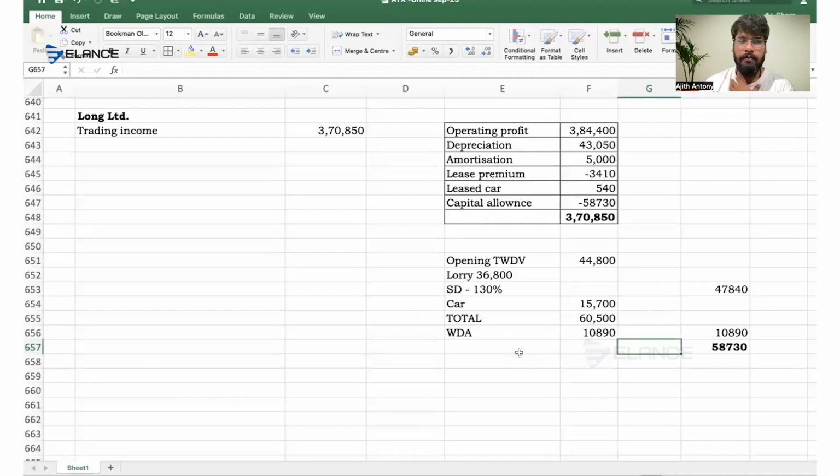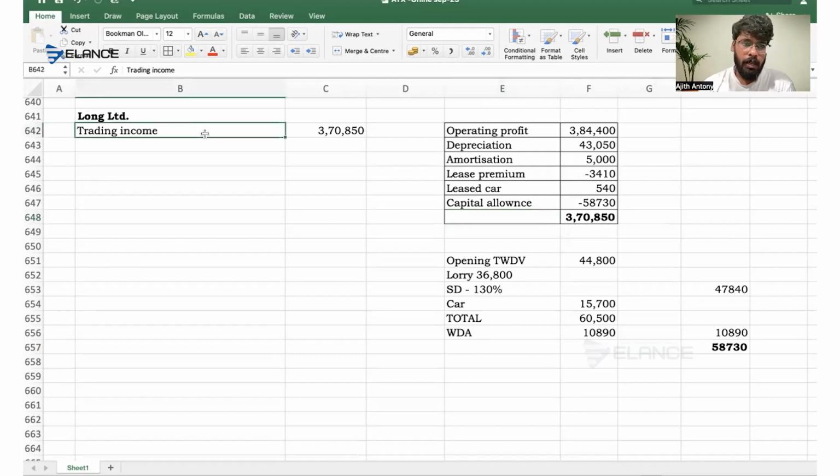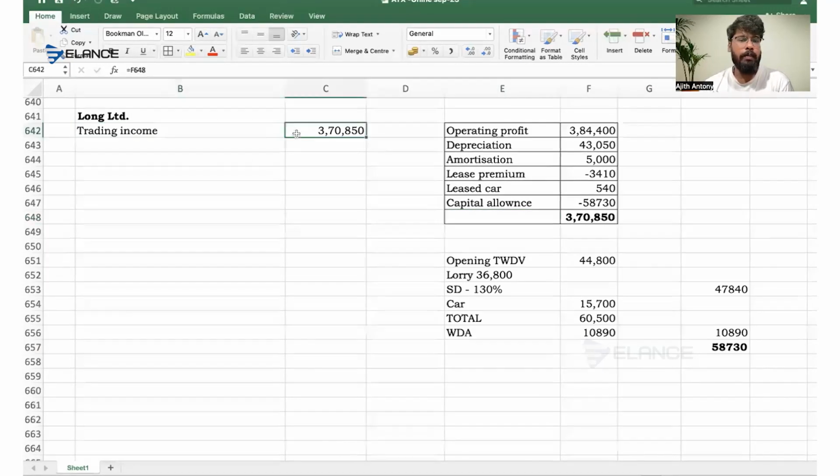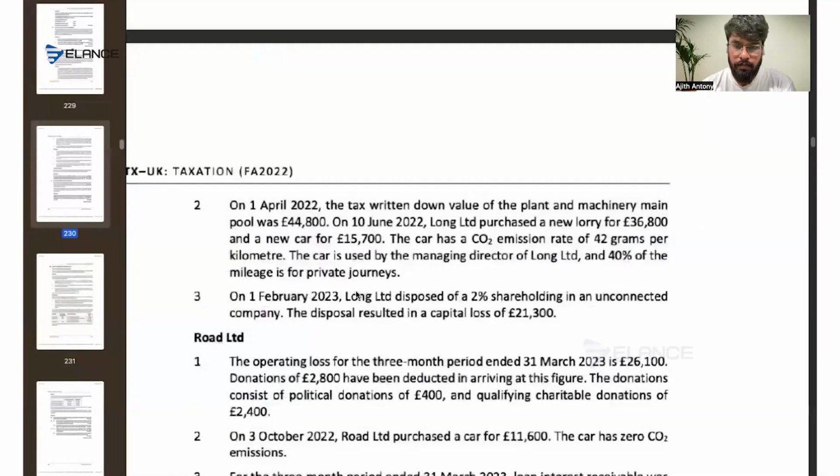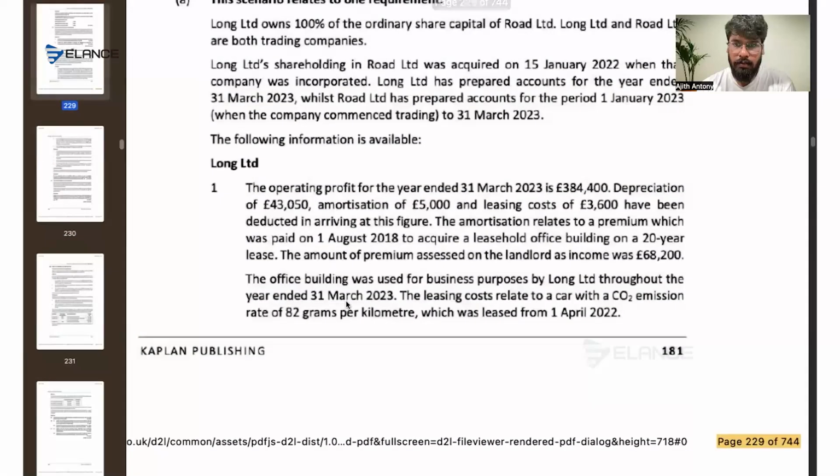Okay, so we just find out the trading income of Long Limited. So we just put the trading income into the basic pro forma, and here, one second.